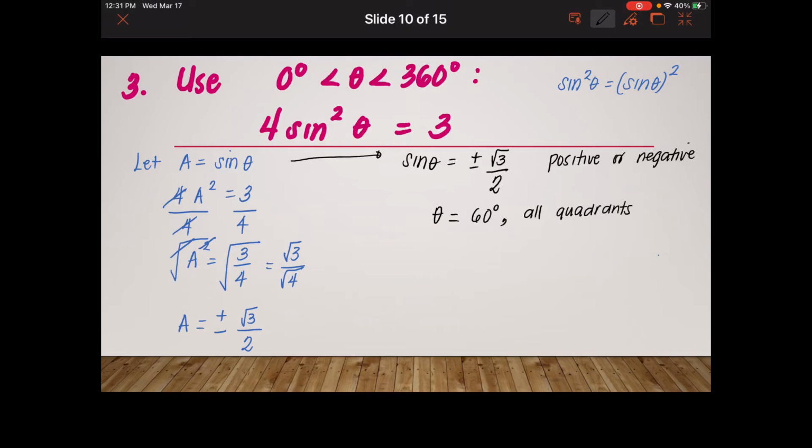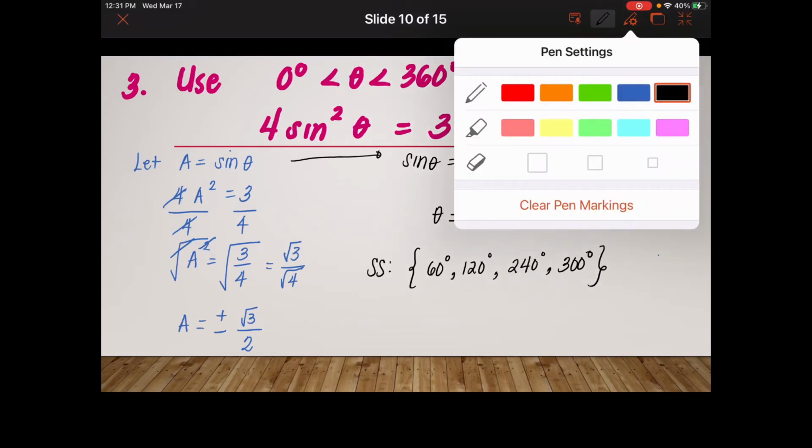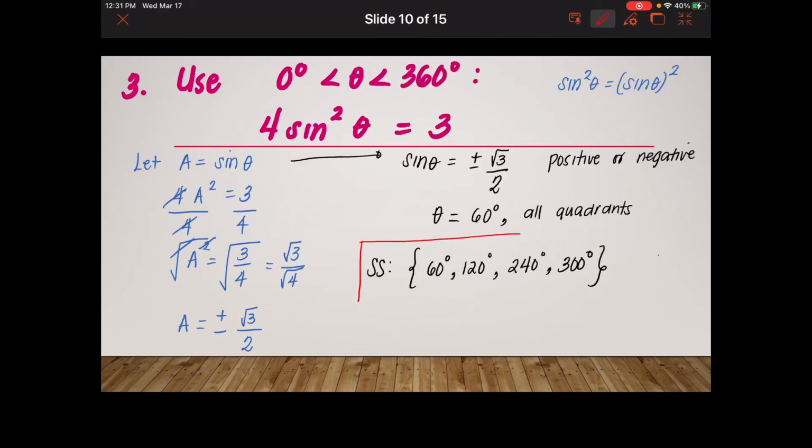So 60 degrees in quadrant 1 is 60. 60 degrees in quadrant 2 is 120. In quadrant 3 is 240. And in quadrant 4 is 300 degrees. Okay, so this will be our solution set. Take note also that the given angles are still included in the given interval, because they are between 0 and 360.